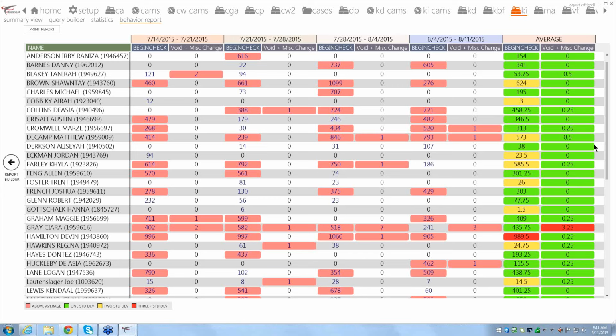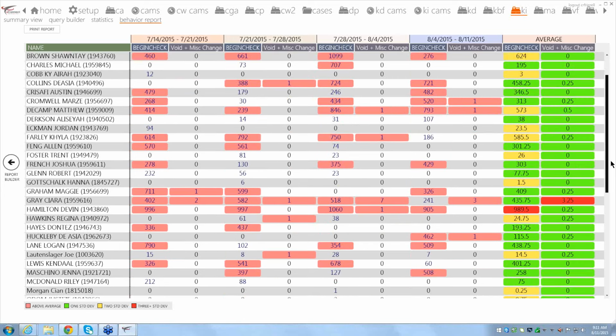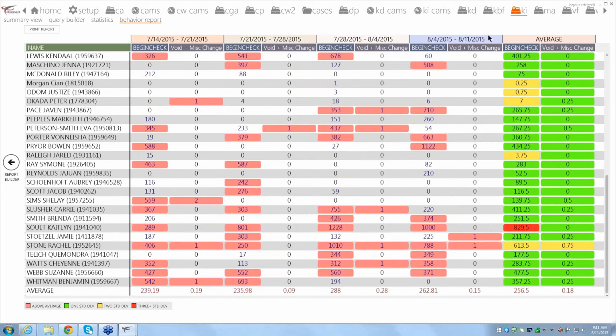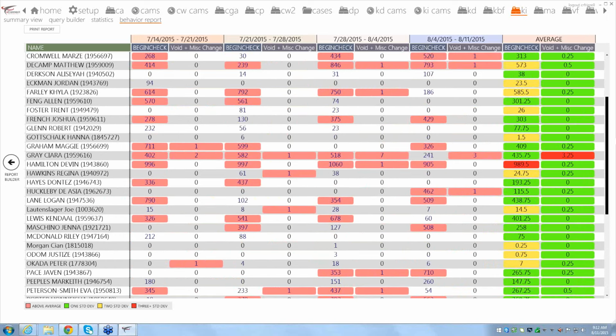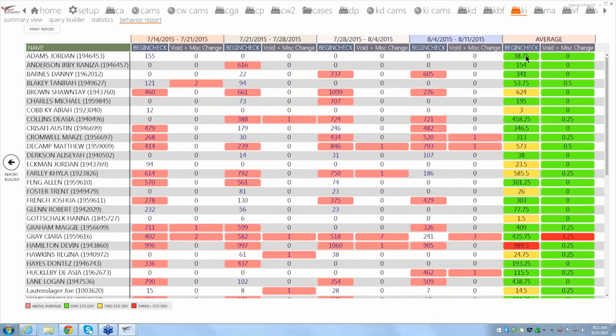So the way to read this is, I showed you the averages at the bottom. Just to reiterate, I always start with the nearest week, or the week that we're in. Begin check. Here's the average, 262.81. Everyone that's in pink is above that. Same thing with void plus miscellaneous change. You got ones here, ones here. Here's the average. Now the way to read it on the far right is, for example, begin check.